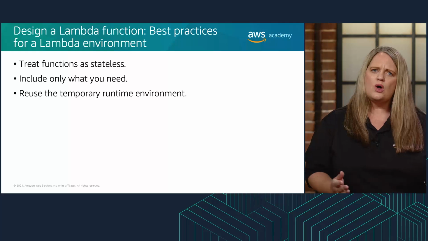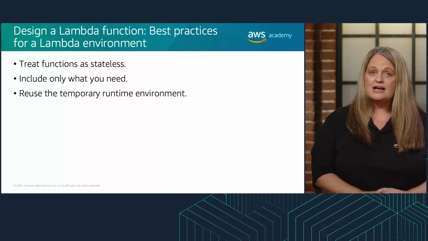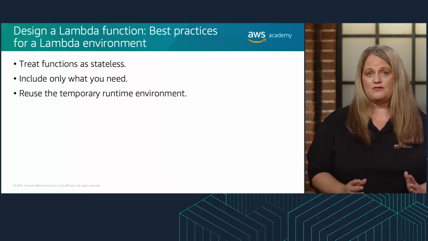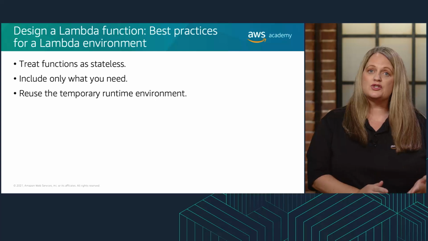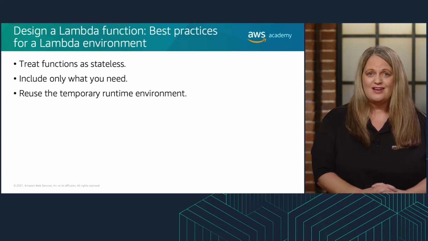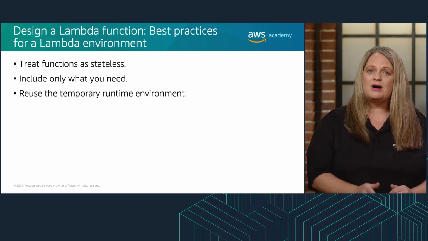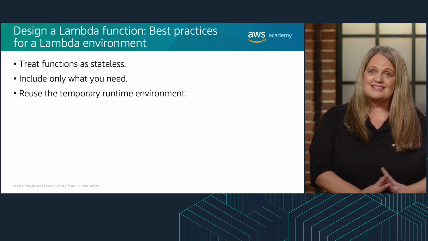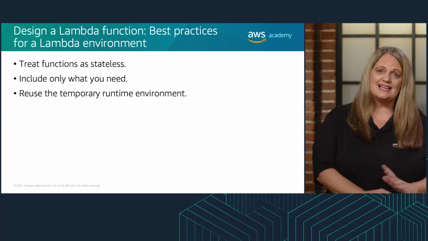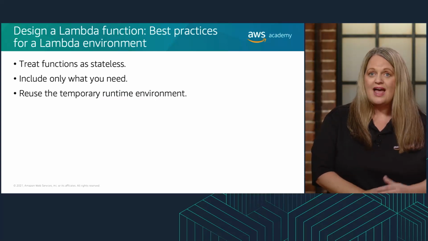Second, include only what you need. Minimize both the size and the dependencies of your deployment package to reduce the startup time for your function. For example, choose only the modules that you need, such as the DynamoDB and Amazon S3 SDK modules and the Lambda core libraries. Don't include an entire AWS SDK library in your deployment package.